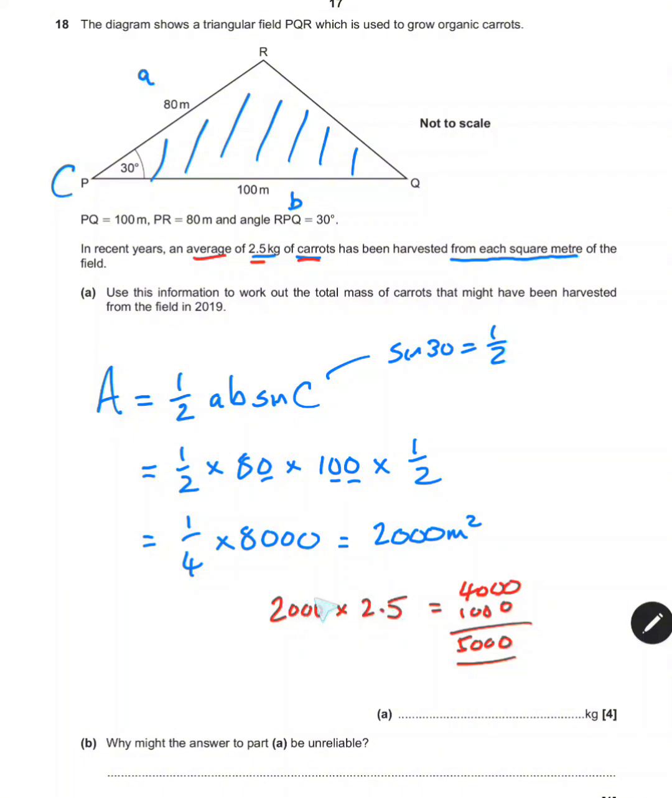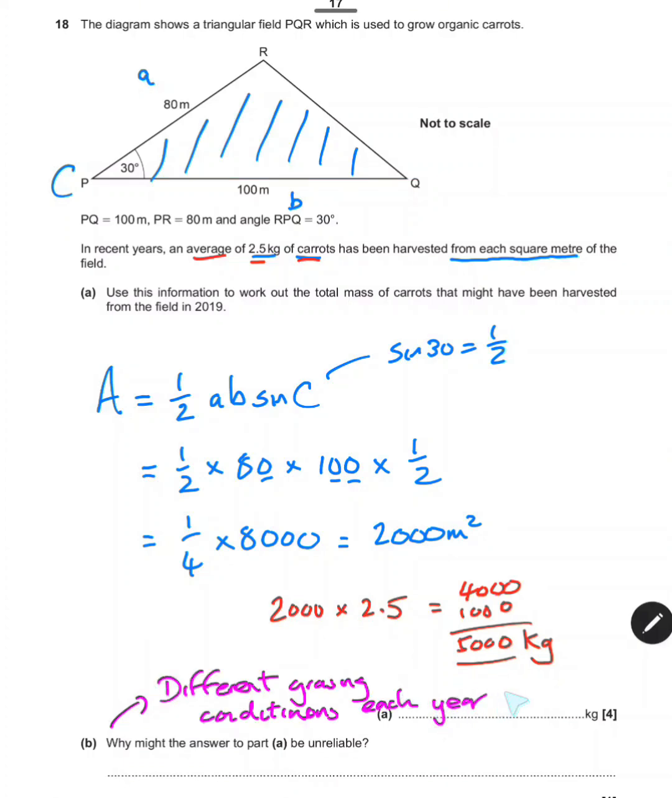5,000, just 2 and a half 2,000s. So it's 5,000 kilograms of carrots in 2019. Part B says, why might this be unreliable? And we could just say something along the lines of different growing conditions each year. You could have had a really rainy year, a really sunny year. We don't know what actually happened.